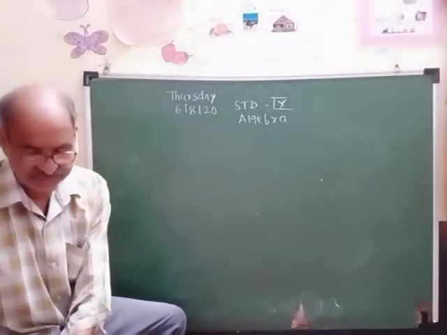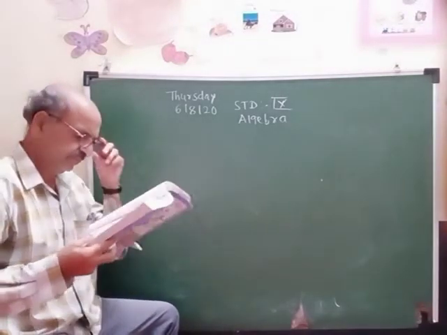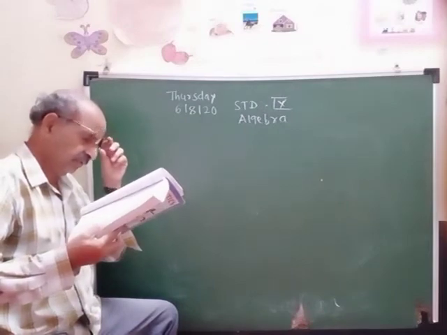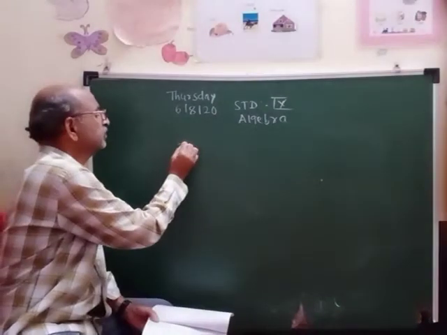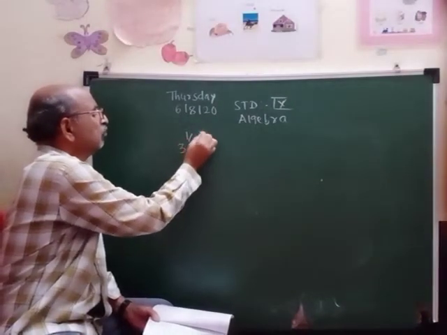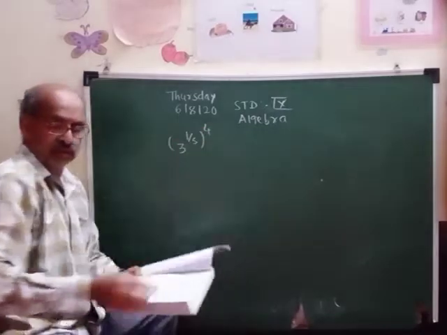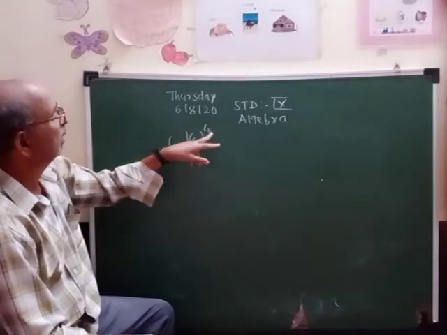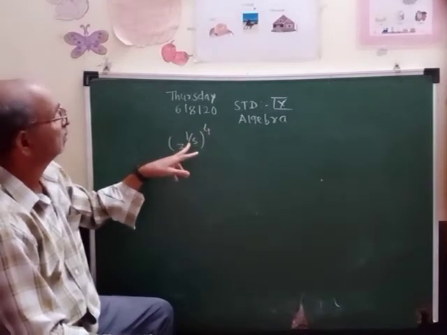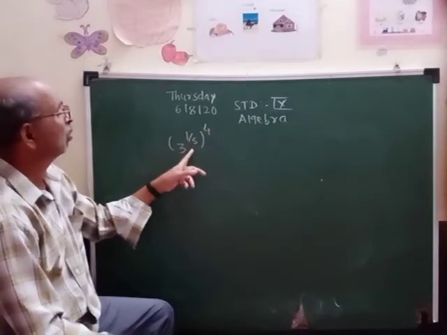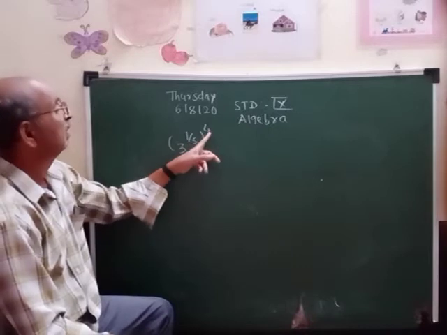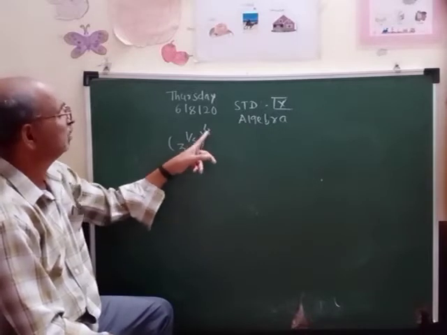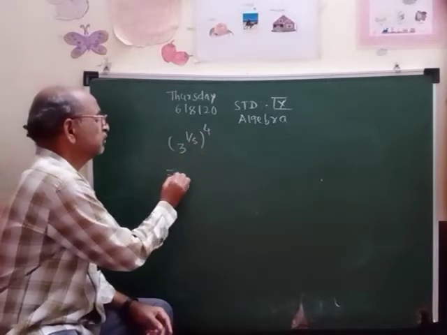We see the next example: 3 raised to 1 upon 5, whole raised to 4. Now in this example, first the index is 1 upon 5 and then 4. So here we are using the power of power, which means we have to multiply one number by the other. That is called power of power.